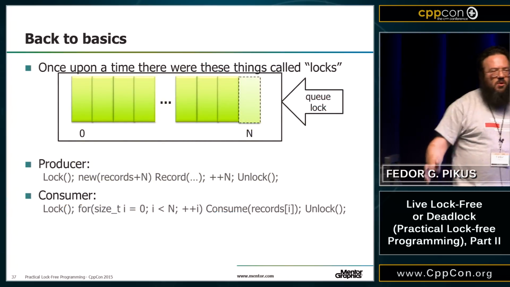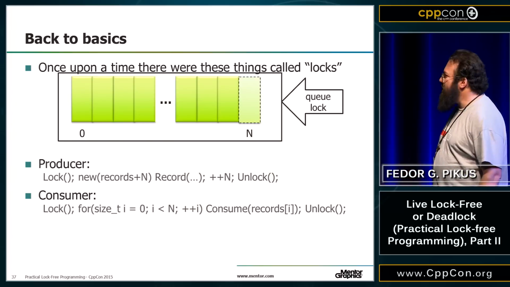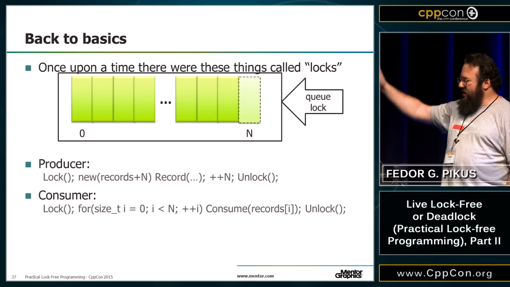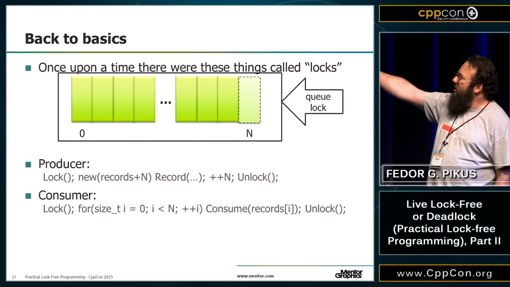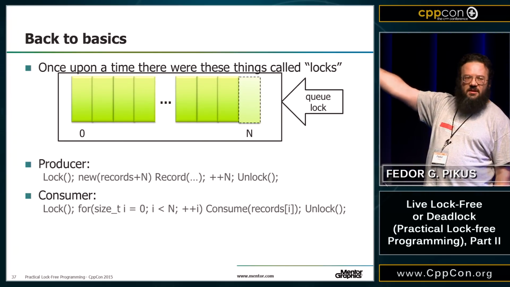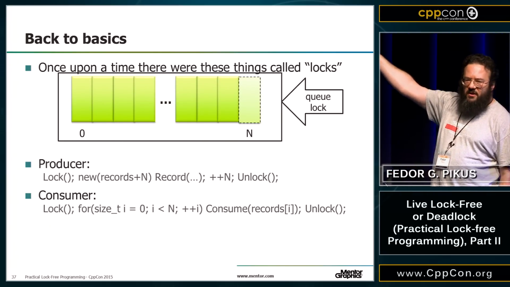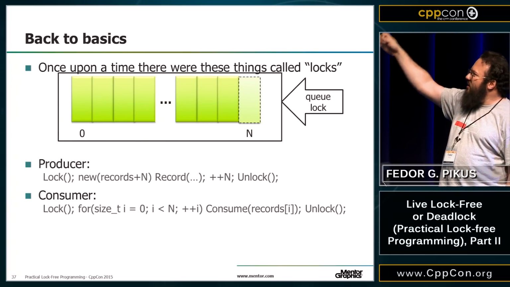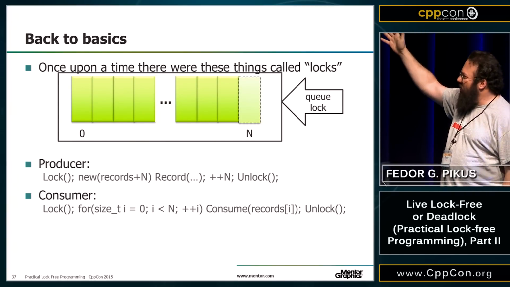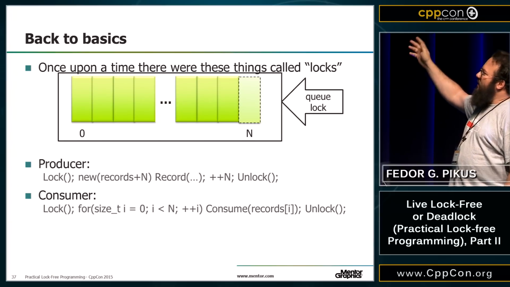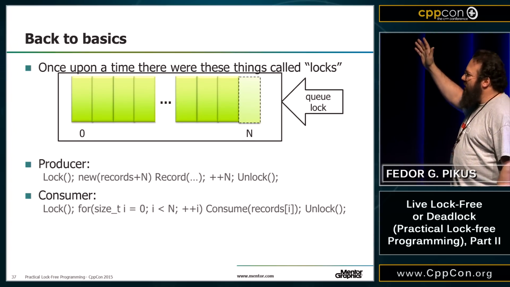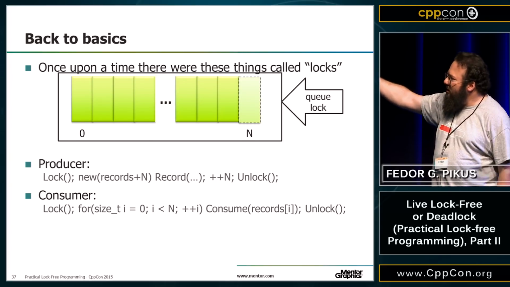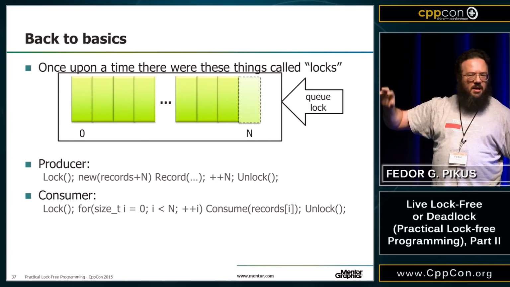Well, before we used to use those things called locks. So when we used locks, life looked something like this. The producer would take a lock, get the current value of the count, the top of the queue, store the record in that slot, increment the count, and unlock. The consumer would take a lock, take the count, consume all the records it needs, and unlock.